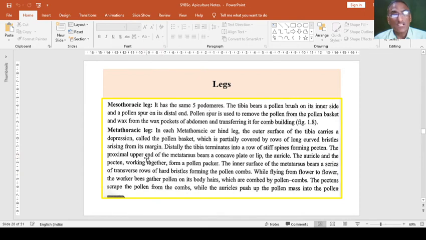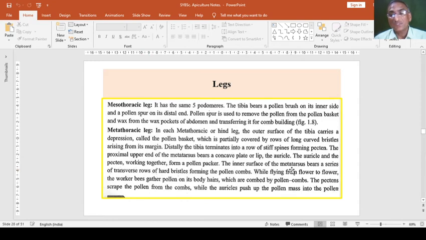Then the proximal upper end of the metatarsus bears a concave plate or lip called the auricle. This concave plate is called the auricle, and the auricle and the pecten working together form a pollen packer. These two organs are forming a pollen packer. As the pollen is collected, they pack the pollen in the basket.